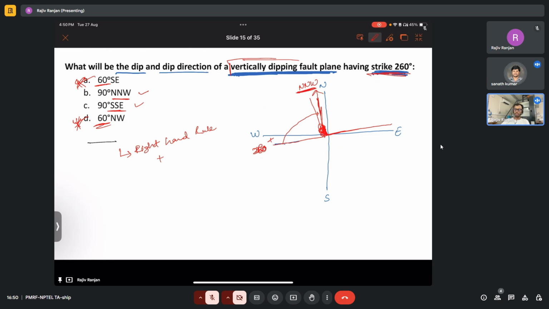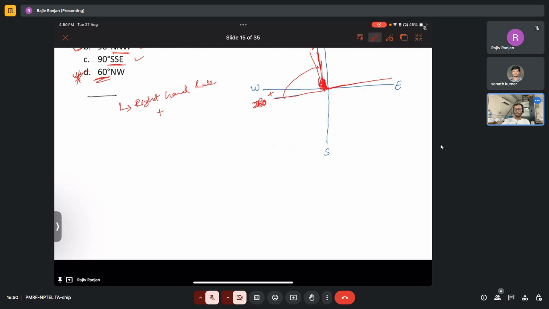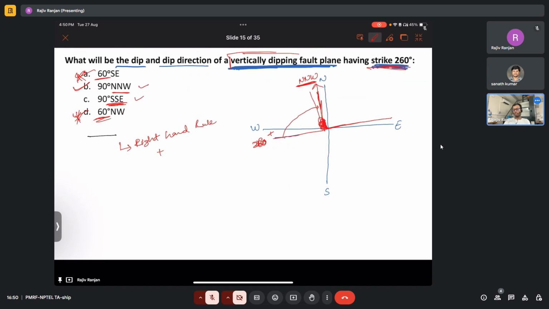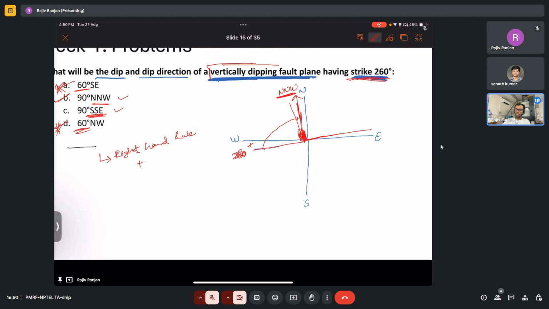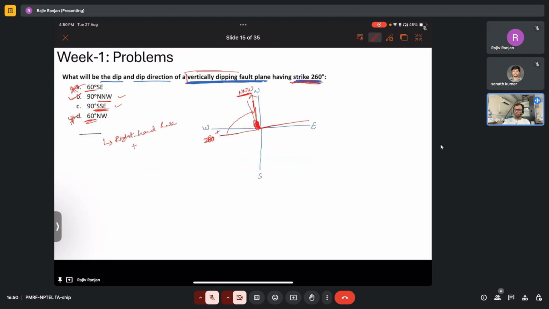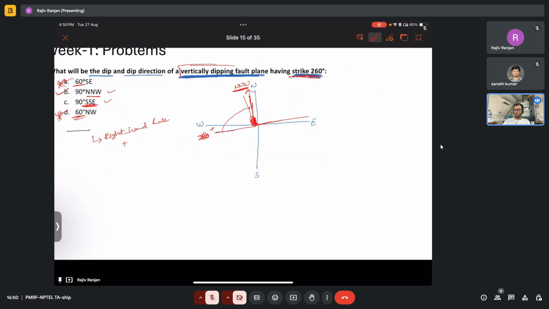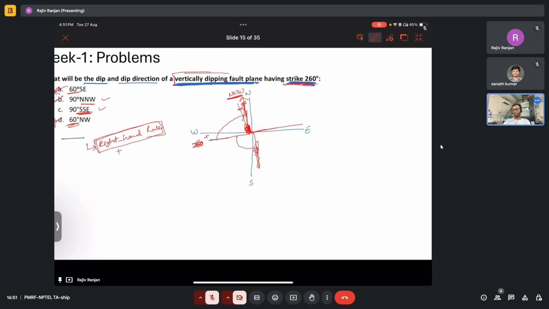Otherwise you will be confused, and it is possible that south southeast would seem correct. But this is not possible, because according to the right hand rule this is not correct. If you add 90, it comes around here. If you subtract 90, then it will be like this, which is not correct. That is why here we need to apply the right hand rule.